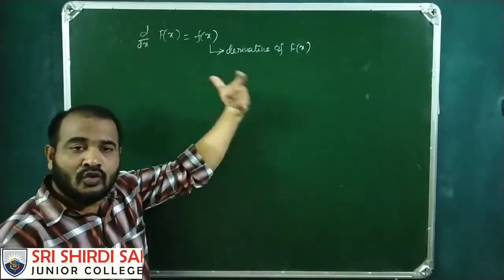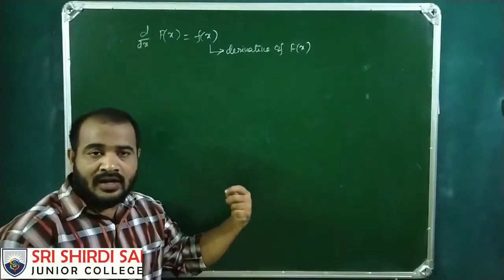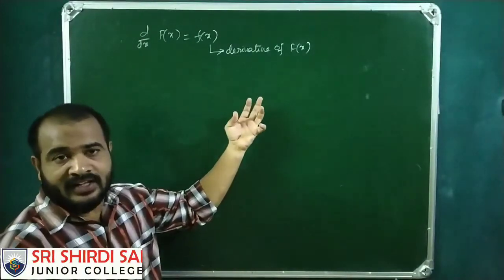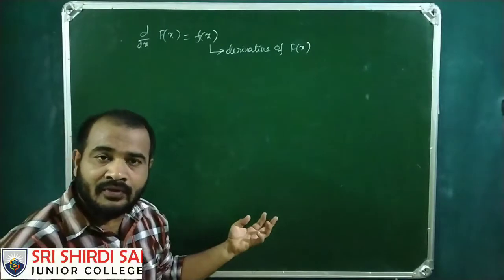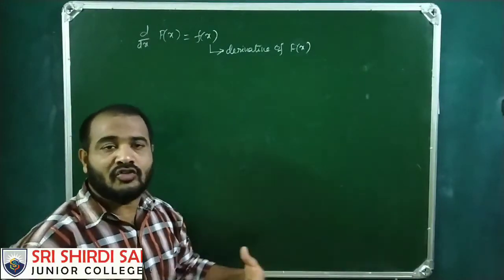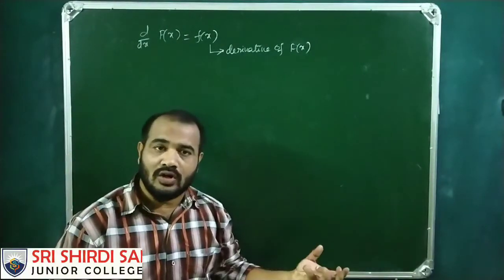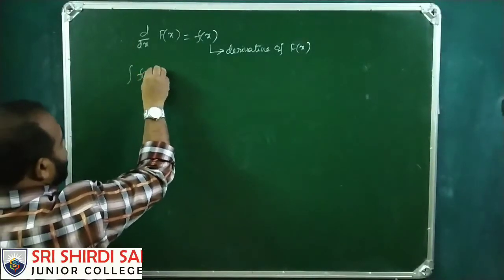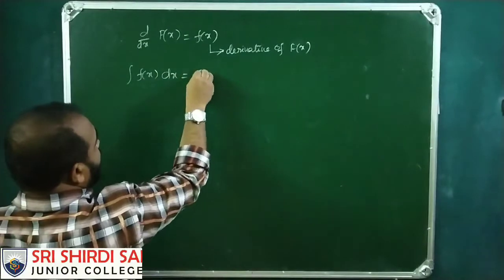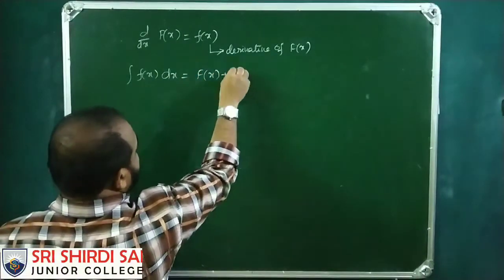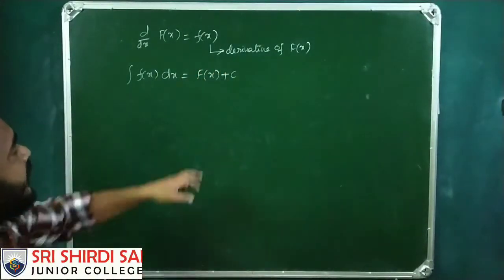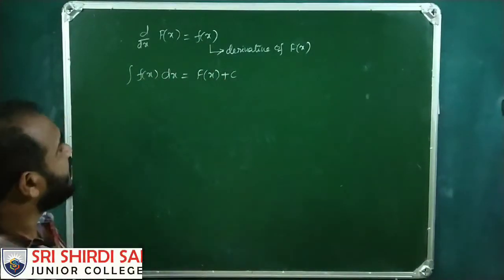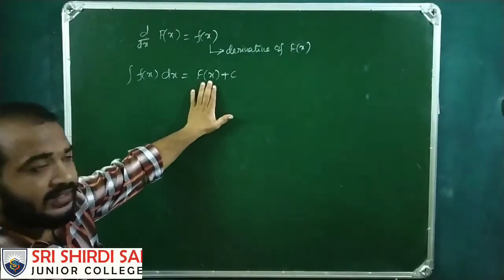And if so, is it unique? This process of finding the antiderivative, the reversal process of differentiation, is called integration. That is, the integral of f of x dx is equal to F of x plus c. So we get the original function here.